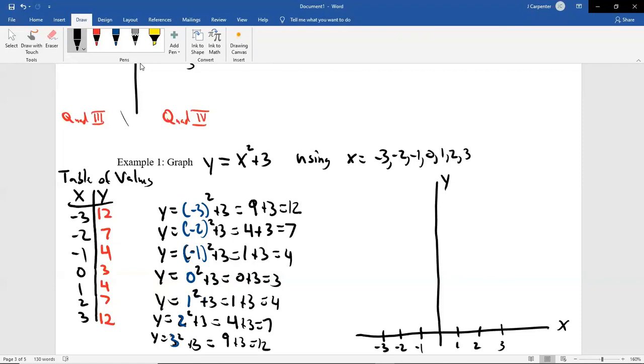I don't have to go in increments of 1. I can go 2, 4, 6, 8, 10, 12. I can go 5, 10, 15. But that wouldn't really benefit me here because the numbers don't get outrageously large, and I'd have a lot of in-betweens. So 1, 2, 3, 4, 5, 6, 7, 8, 9, 10, 11, 12.